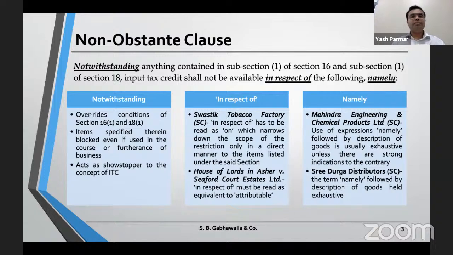The last term which requires deliberation is the term "namely". And what do you mean by namely? By the term namely, it means that this is the exhaustive list. Whatever clauses are prescribed in section 17.5 is an exhaustive list, and you are not supposed to read block credit beyond this list which is given in section 17.5.